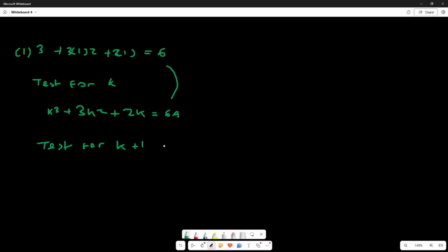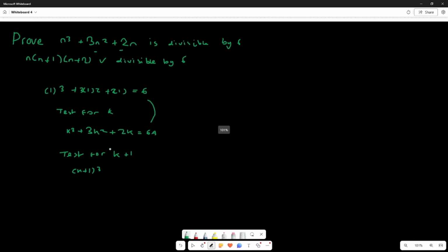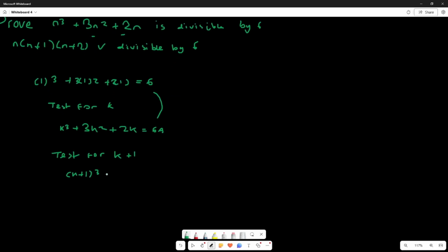And here we'll just say k plus 1. We'll just put everything in brackets, substituting k plus 1 into n, squared plus 2k plus 1, and let's just say this equals 6b.